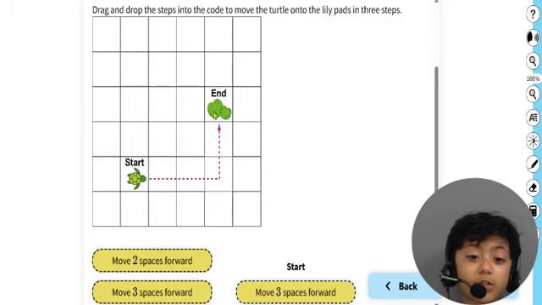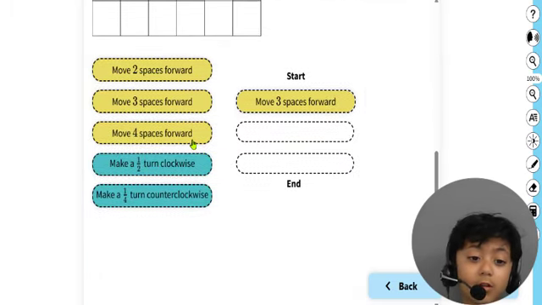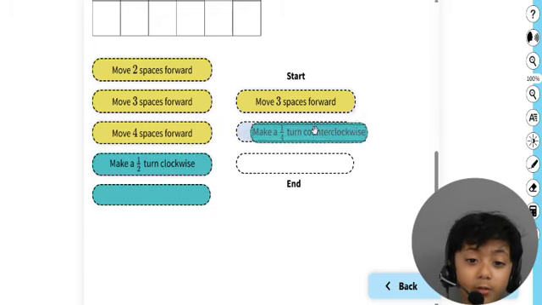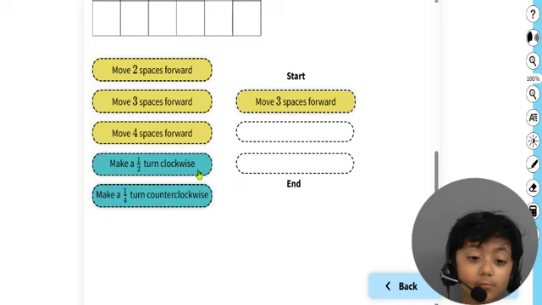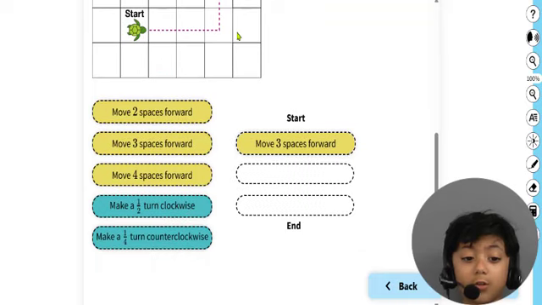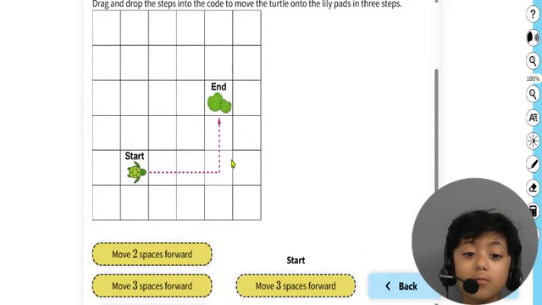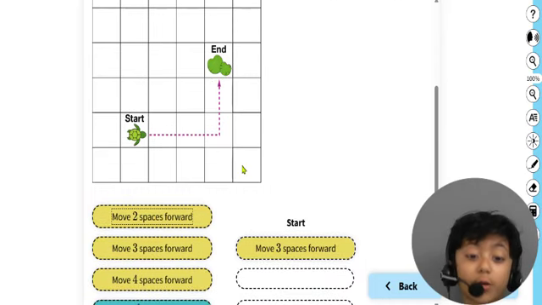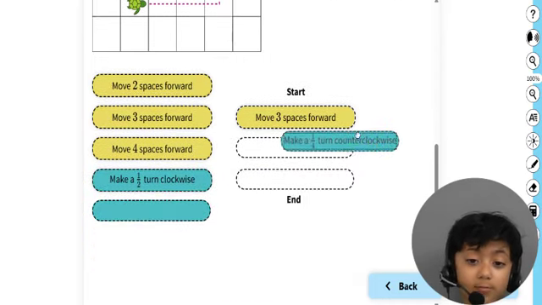Next, it has to turn this way. Does it turn a half turn clockwise, or a quarter turn clockwise? First, we need to know what clockwise and counterclockwise are. Sorry, this is counterclockwise. This way is clockwise. Where a clock moves, it's clockwise. Where a clock doesn't move, it's counterclockwise. So this way is counterclockwise. And it's also a quarter turn. So this is the answer.